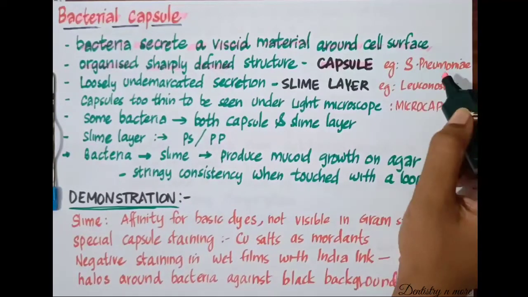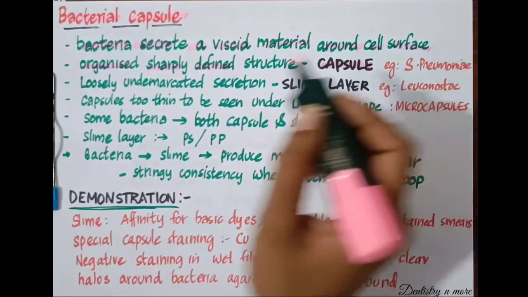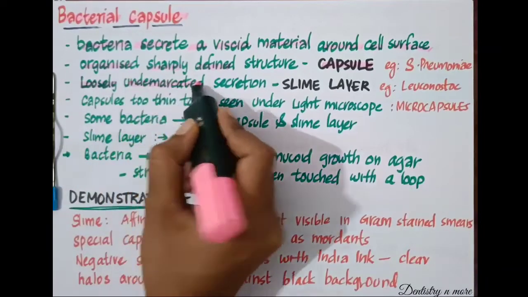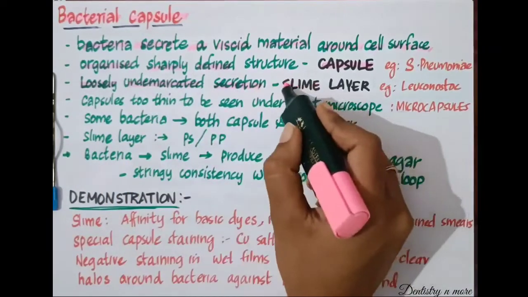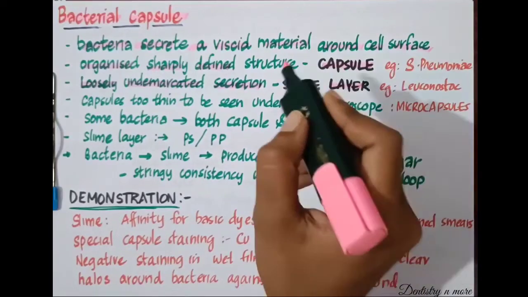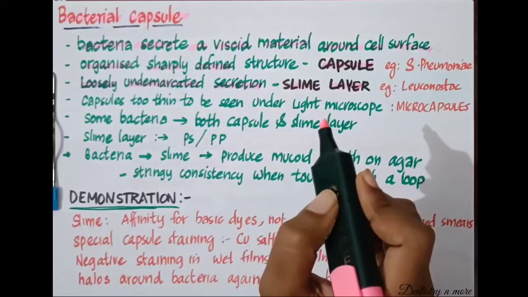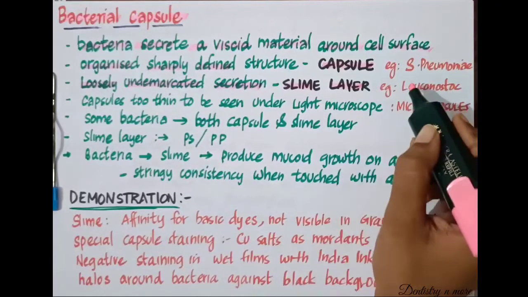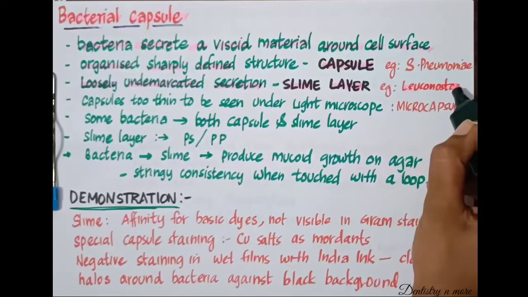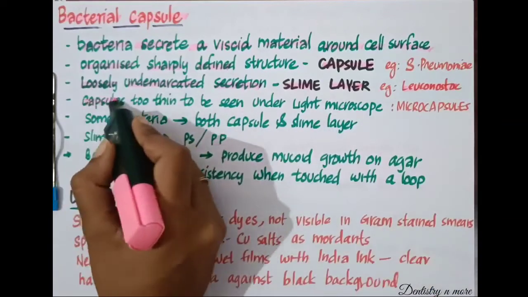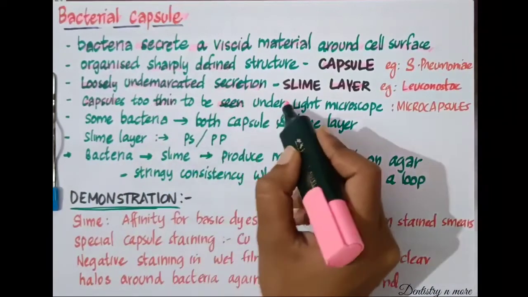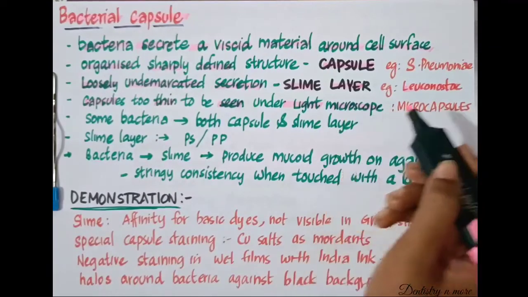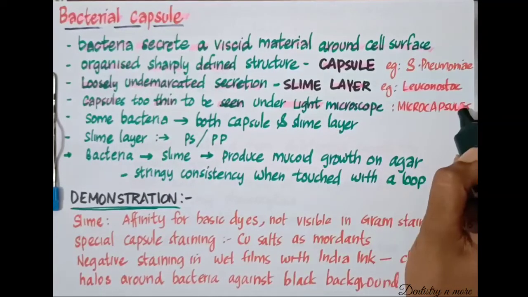Example, it is usually seen in Streptococcus pneumoniae. If this viscid material is a loosely undemarcated secretion, it is called a slime layer. If the viscid material forms a very loosely arranged undemarcated secretion, it will form a slime layer, and it is seen in Leuconostoc. Some capsules are too thin to be seen under light microscopes. These very thin capsules are called microcapsules.